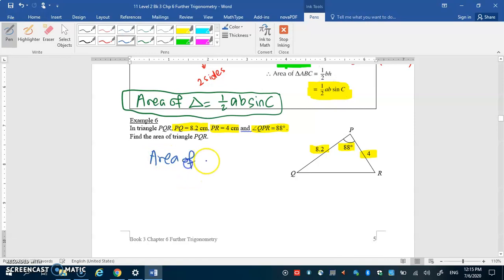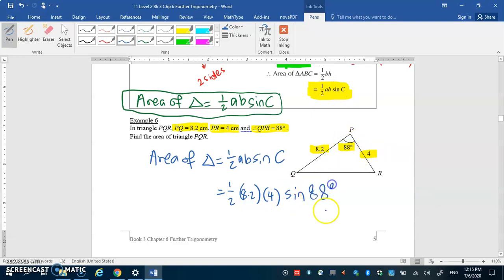So the area of triangle will be half AB sine C. Now, if you write just half AB sine C, but you don't know what is ABC because the question has used PQR, don't worry too much. You should know that A and B refer to the two sides over here, 8.2 and 4, and the sine of the angle is the sine of the angle in between the two sides. So it is sine 88. You don't even need to write this formula and can go straight to half times 8.2 times 4 times sine 88 degrees.